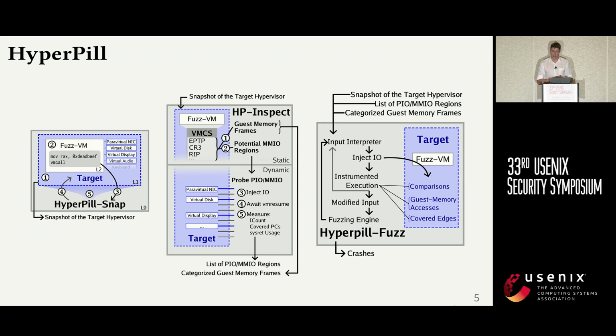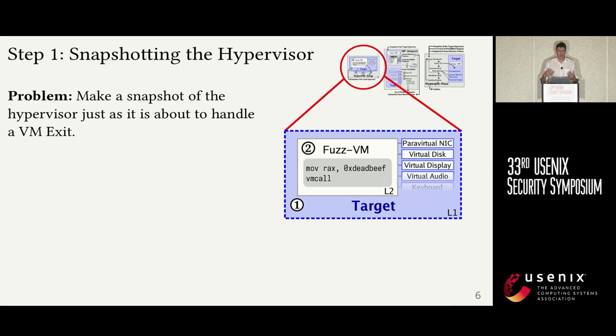HyperPill works in 3 stages. In the first stage, we collect a snapshot of the hypervisor as it's running a VM. In the second stage, we inspect this snapshot in order to perform some enumeration to list some of the input spaces. In the third stage, we actually perform the fuzzing of the snapshot that we collected and fuzz the hypervisor. So when snapshotting the hypervisor, we have 2 questions we want to answer. When do we want to collect this snapshot? And also, how are we going to collect the snapshot?